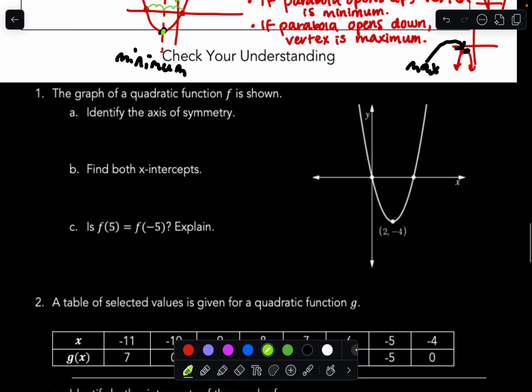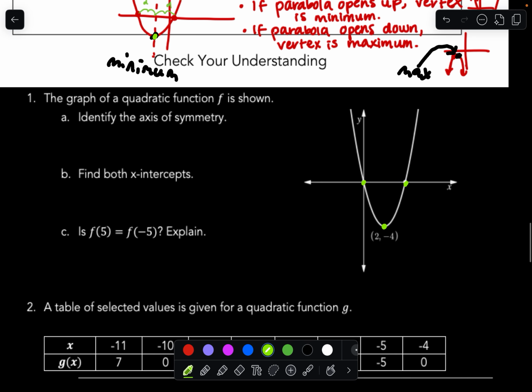All right, so here's the first question. The graph of a quadratic function f is shown. They give you the vertex at (2, -4), and they give you the two x-intercepts. One you don't know the value of, but the other one passes through the origin, which is x equals 0. Identify the axis of symmetry. Well, that's this line right here. That's x equals 2.